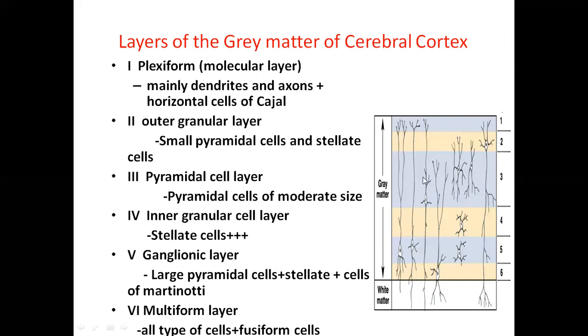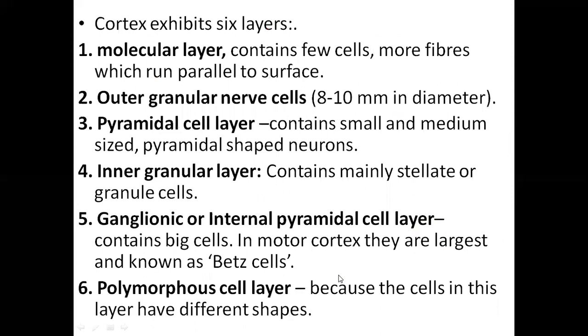The third layer is the pyramidal cell layer. This is quite an important layer, which has pyramidal cells of moderate size. The fourth layer is the ganglionic layer, where we have large pyramidal cells, also called Betz cells, B-E-T-Z, satellite cells, and cells of Martinotti. The last one is the multiform layer, where you see all types of cells and fusiform cells. So these are the 6 layers.